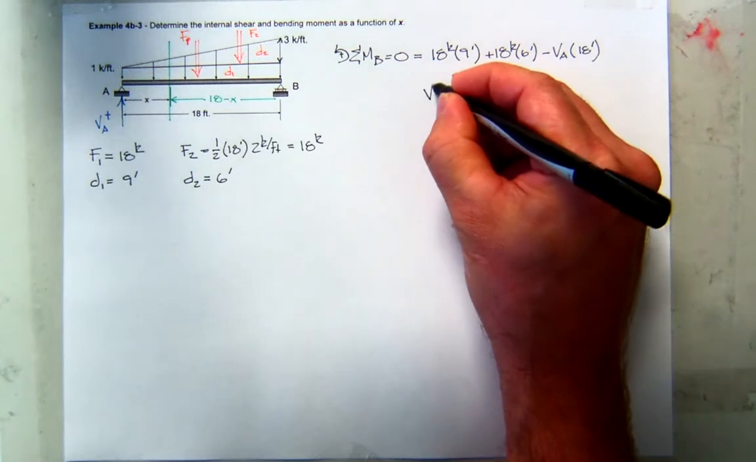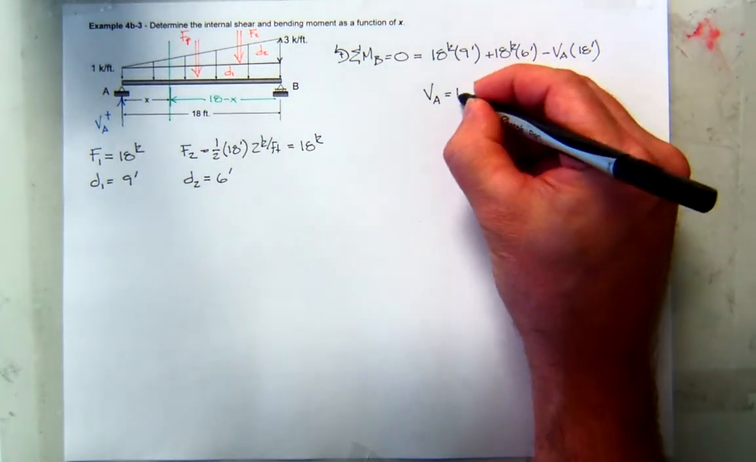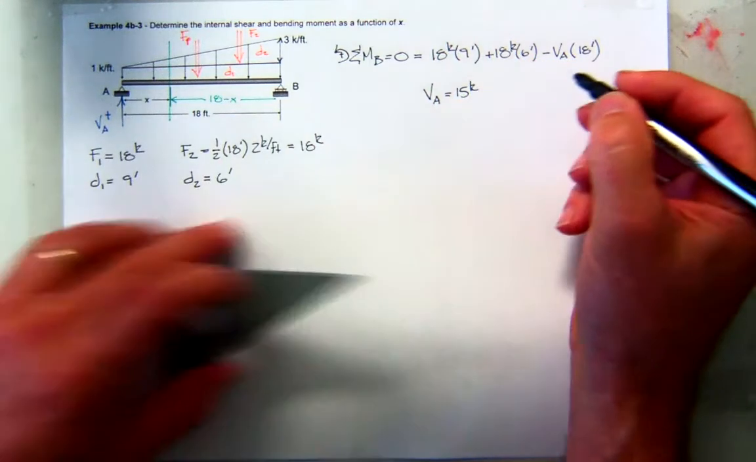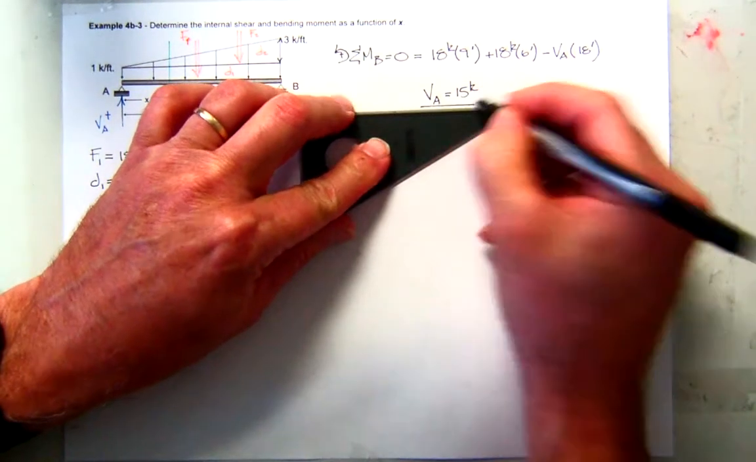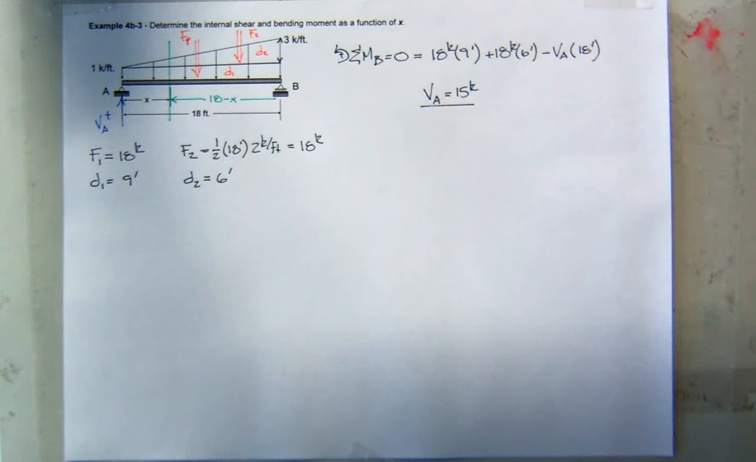So it looks like the shear at A is 15. You guys get 15? That's all I need. Because the moment is, everybody say it, 0.